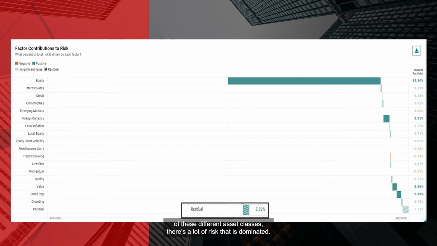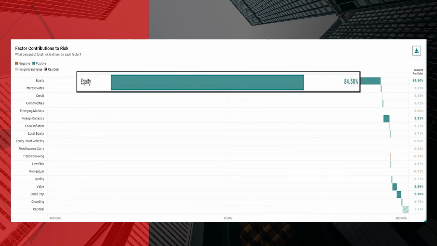And you can see here that even though this portfolio is allocated across all of these different asset classes, there's a lot of risk that is dominated. Equity is dominating the risk of the portfolio. And so if you think about a key tenet of good portfolio construction, it's diversification. And that applies when you're building factor-based portfolios. You don't want to rely on a single risk factor to generate returns for the portfolio. You could actually enhance your risk-adjusted returns by allocating across a variety of factors that have associated positive long-term returns.